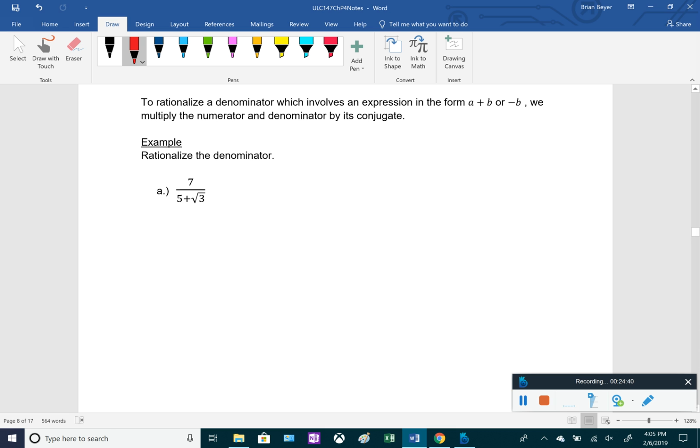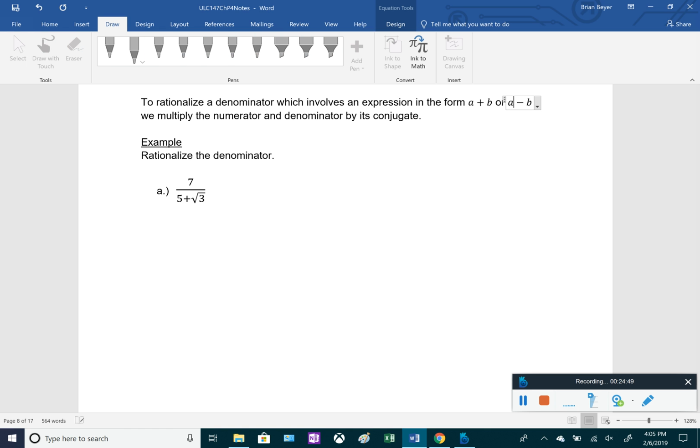Okay, so when we're rationalizing a denominator, which involves an expression in the form a plus b, or this should say a minus b, what we're going to do is multiply the numerator and denominator by its conjugate. And we'll see what happens. Well, I'll mention it right now. What happens is the radicals actually end up canceling off, which is really nice.